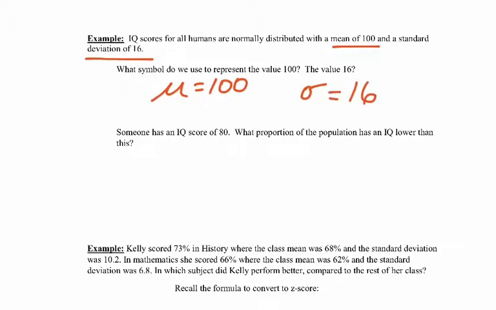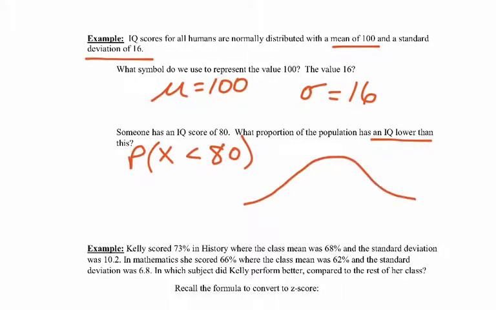Suppose someone has an IQ score of 80. What proportion of the population has an IQ score lower than this? So we're looking for the probability that a randomly selected person is less than 80 for their IQ. So let's make a quick sketch, and then we're going to probably use StatCrunch to do this unless we can use the empirical rule. So 100 is in the middle. One standard deviation below, that would put me at about 84, it looks like. So we want to be at 80, so we're a little bit past one standard deviation.